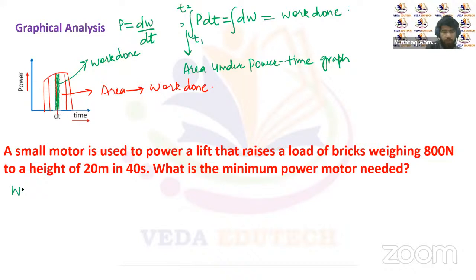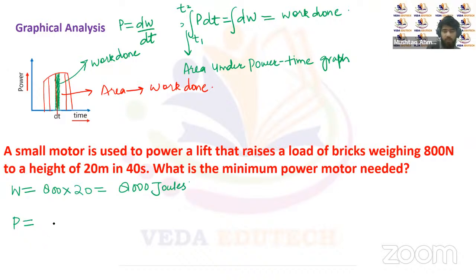The total work done will be equal to W, right? That will be equal to the energy present in these bricks, which is the potential energy at a height of h. That will be equal to the weight of these bricks multiplied by the height h. The weight of these bricks is 800 newtons, multiplied by the height h, that's 20. So the energy supplied is 8,000 joules.